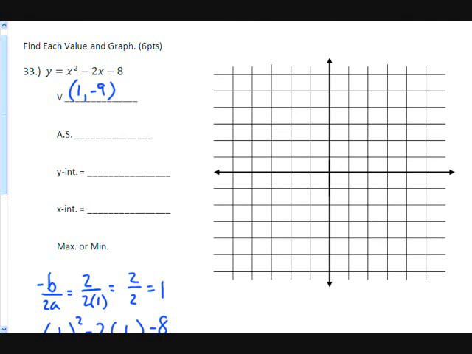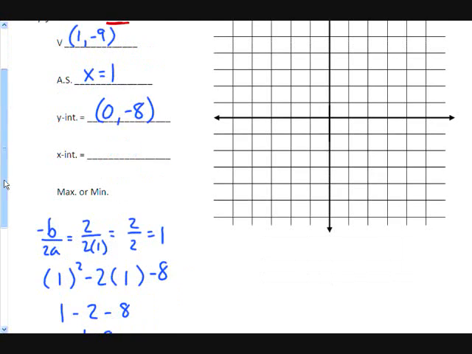The axis of symmetry is always x equals because it's the equation of a vertical line. And it's always got to go through the vertex, so it's x equals the x value from the vertex, which is a 1. The y-intercept, remember for the y-intercept I would plug a 0 in for x, and if I plugged zeros in here, I would obviously end up with a negative 8. Remember the shortcut that when I'm in standard form, the y-intercept is always the constant term, which is the negative 8.